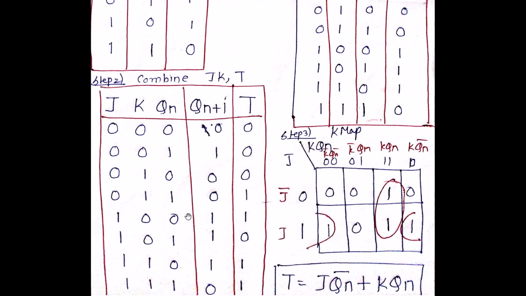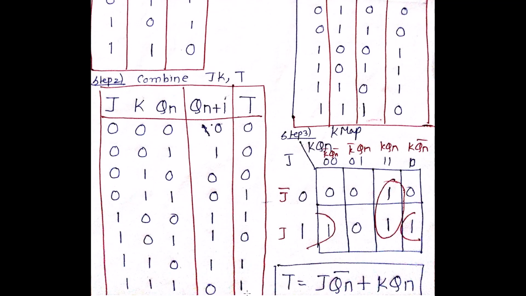Hence, we have 1. Again, here it is 0 and 1. That means toggle has taken place. That means it is 1. 1 and 1, the output remains the same. Hence, my toggle value is 0. If it is 0 and 1, it's again toggling. So, my T becomes 1. And 1 and 0, again the toggling has taken place. Hence, we have this equal to 1.